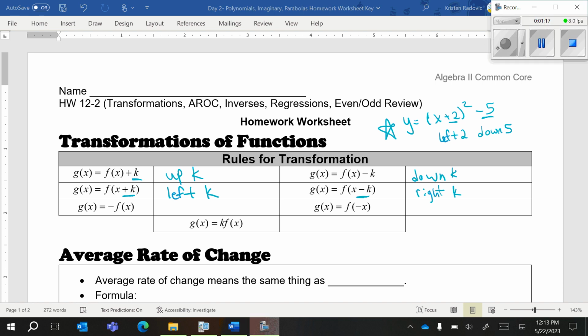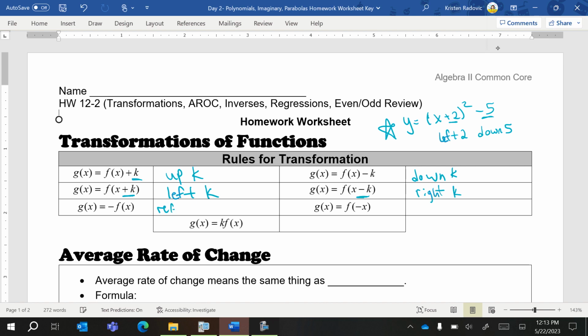Now, if you have a negative, that's either a reflection up or down, or a reflection left or right. So this is a reflection over your x-axis when the negative is out front. What that means is that it's going to reflect it up or down. If you have the negative on the inside, that's going to be a reflection, but this time over your y-axis. So instead, this is going to be reflecting left or right.